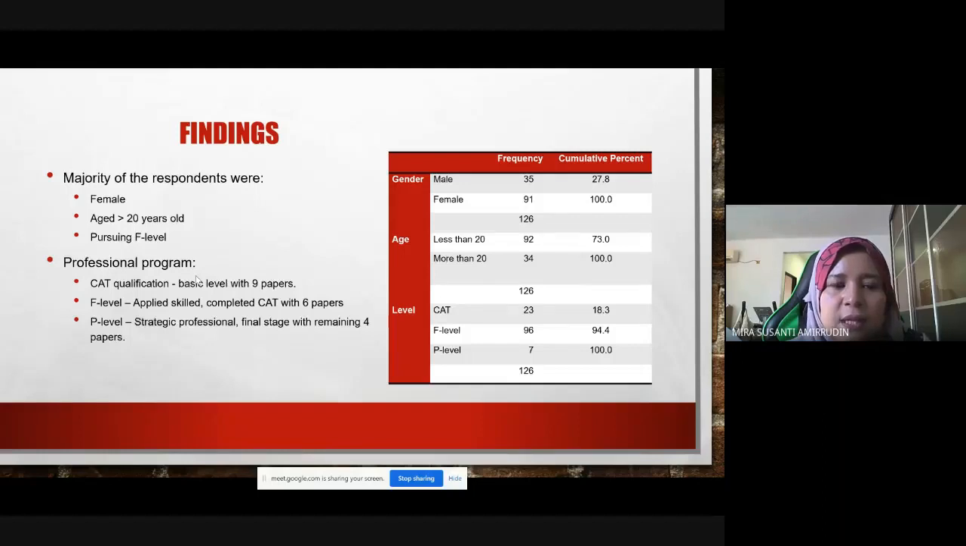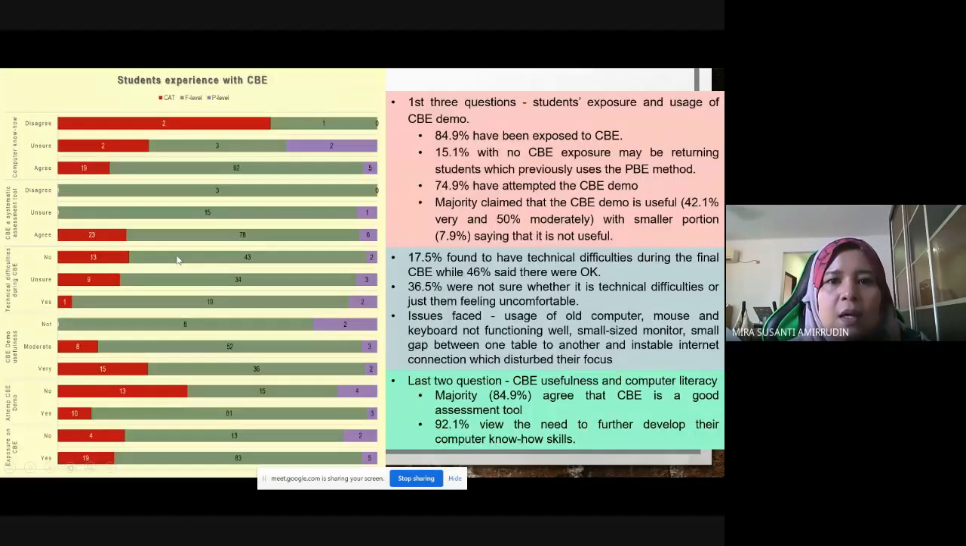You can see that the F level is applied skills, completed CAT, Certified Accounting Technician, with 6 papers. So the first level is the CAT, the second level of the ACCA we call the F level, and then the P level is the final level for the ACCA. Okay, so what are the results that you can see there? The first 3 questions are asking about the students' exposure and usage.